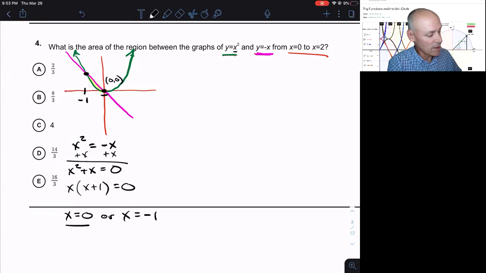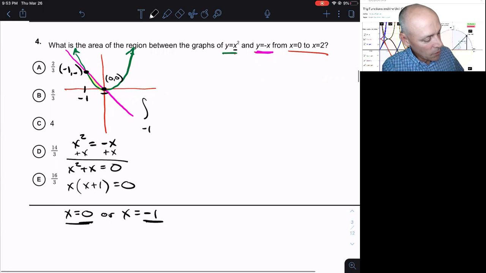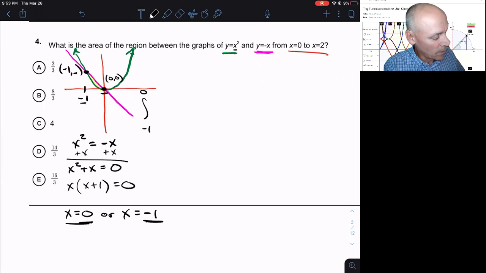This point has an x coordinate of -1, and then whatever the y coordinate is. Actually, it's going to be +1, it looks like. But all we're interested in is just the x value. So those are going to be our lower and upper bounds for our definite integral. So our definite integral is going to be the integral from -1 to 0, integrating left to right.